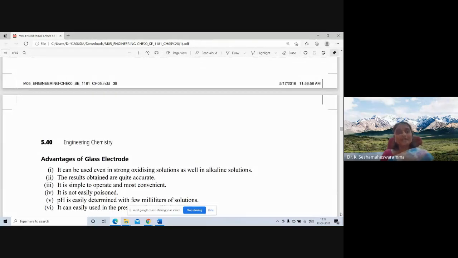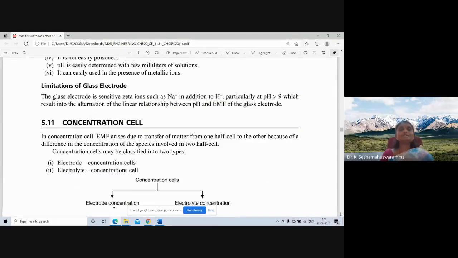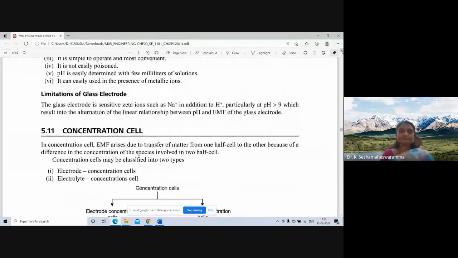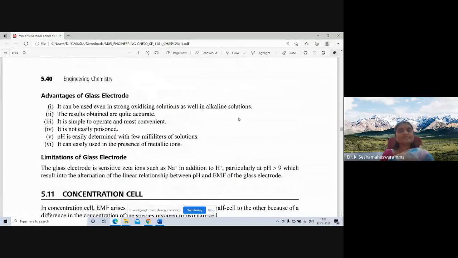What are the advantages of the glass electrode? It can be used even in strong oxidizing solutions as well as in alkaline solutions too. The results obtained are quite accurate. It is simple to operate and most convenient. It is not easily poisoned. And pH is easily determined with a few milliliters of solution. It can easily be used in the presence of metallic ions too.